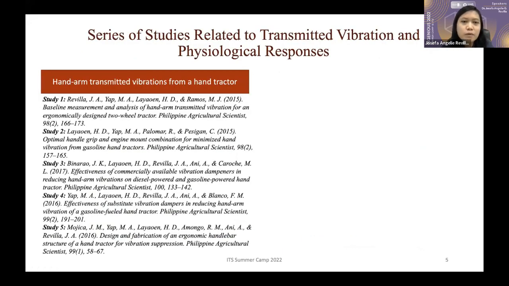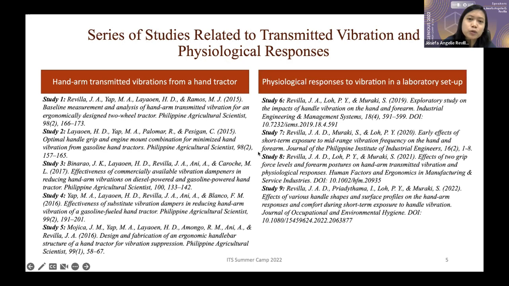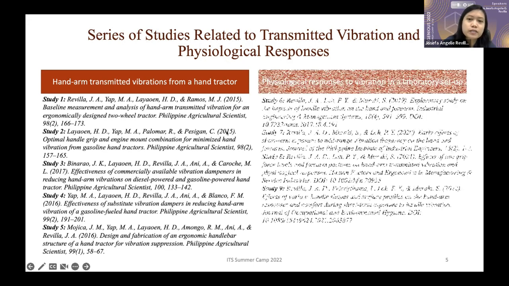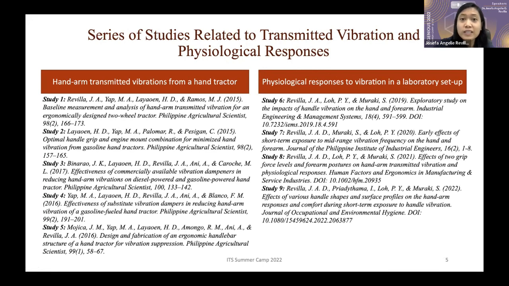Now here are some of the research that we have conducted here in the department that relate to transmitted vibration and physiological responses. As I mentioned earlier, in the previous years, we were more focused on hand-arm transmitted vibration from a hand tractor and how it can be reduced. So here are some of our research related to that. We mainly focused on hand-arm transmitted vibration early on because of some limitations in the equipment that we have. But eventually, we were able to also focus on the physiological responses to vibration, only in a laboratory setup.